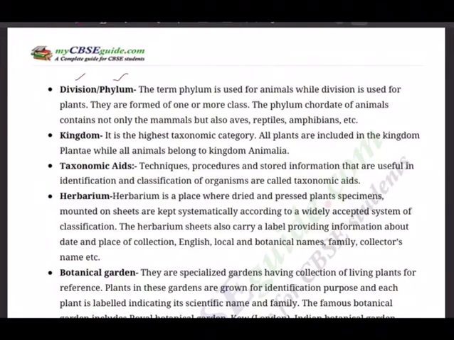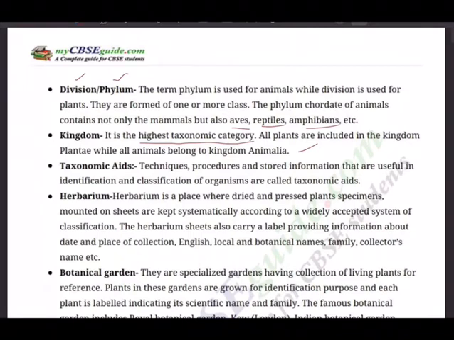They are formed of one or more classes. The phylum Chordata of animals contains not only the mammals but also aves, reptiles, amphibians, etc. Finally, kingdom, the highest category in the hierarchy. It is the highest taxonomic category. All plants are included in the kingdom Plantae, while all animals belong to kingdom Animalia. So this is the hierarchy.